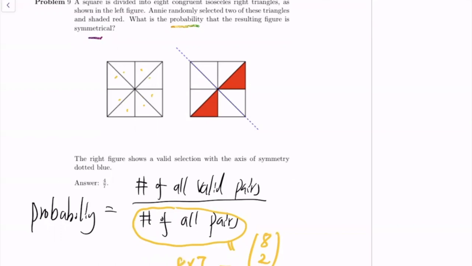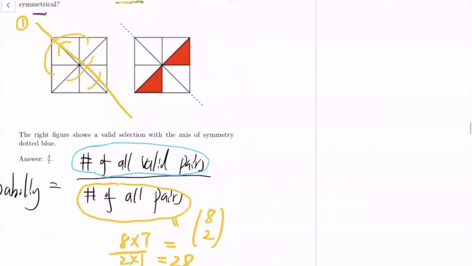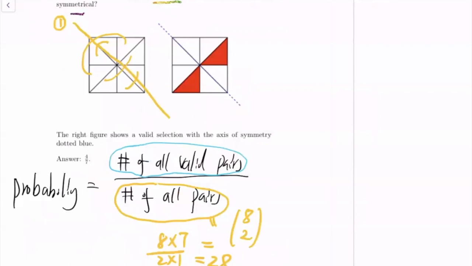Now we need to figure out what's the number of valid pairs. That means after you choose those two triangles, you still get symmetry. What we can do is use symmetry lines. Case one: if I use this symmetry line, then I get one pair, two pair, three pair, and four pair. I have four pairs.